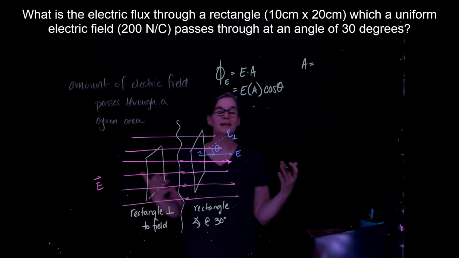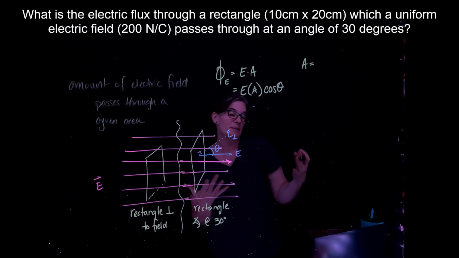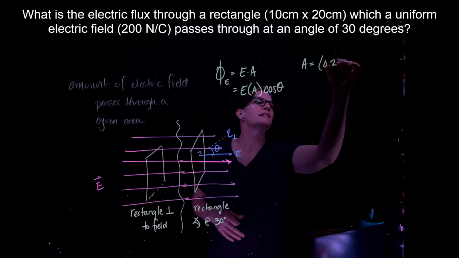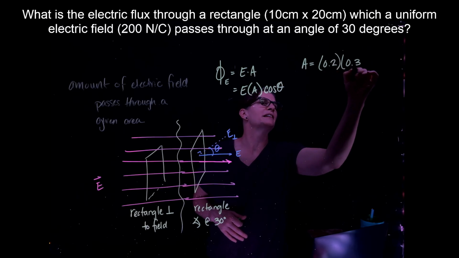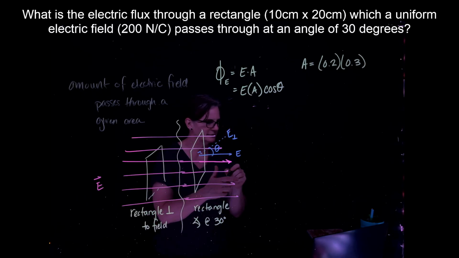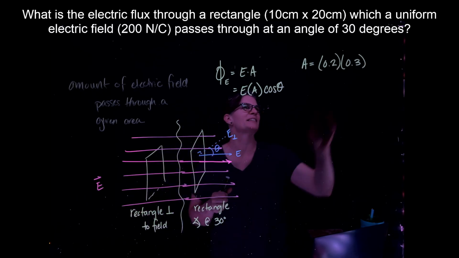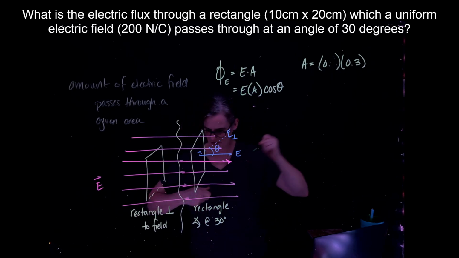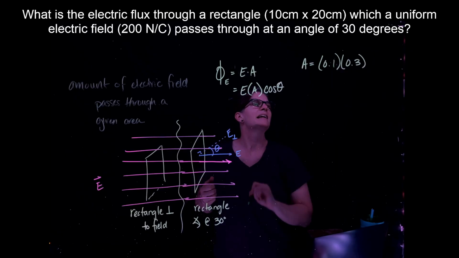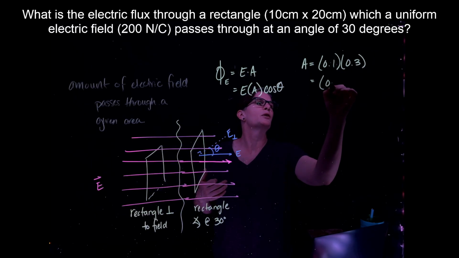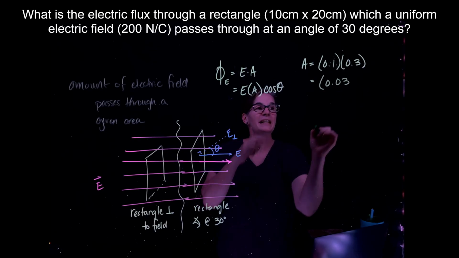This is the area of a rectangle. It's the length times the width. So we have 0.2 meters times 0.3 meters. I said the wrong thing. 0.2 times 0.3 is our area. 0.2 times 0.3 is 0.06 square meters.